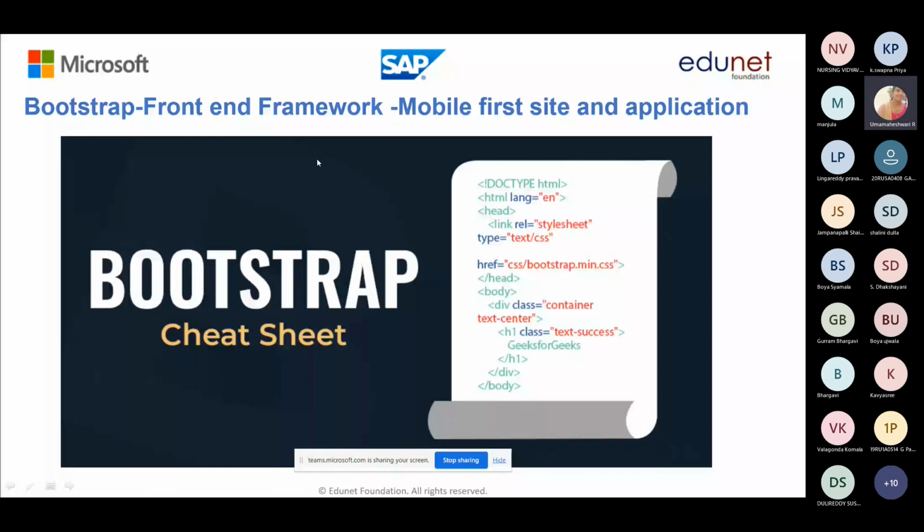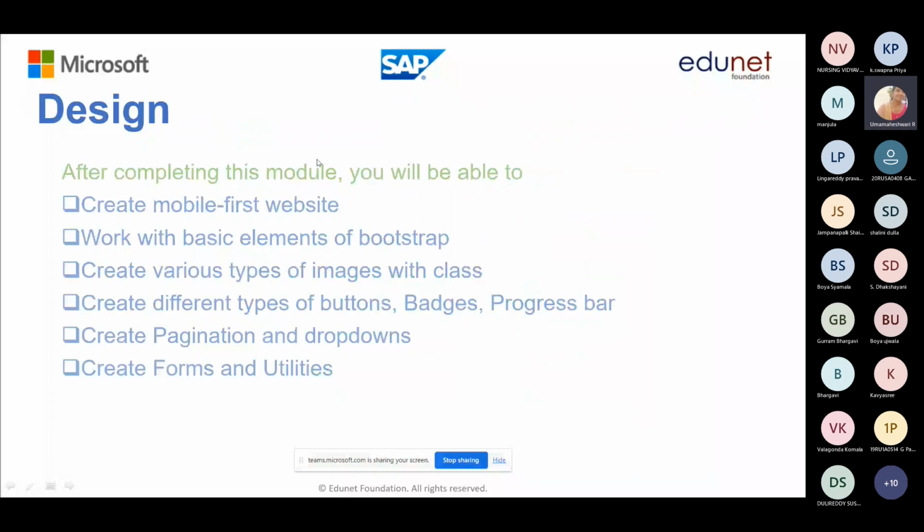After completing this module, what you will understand is, the first thing is the basic elements of Bootstrap you can know, and how to create a mobile first website, and what are the types of image with the class, and what is a button, how we will create a button, badges, progress bar, pagination, dropdown for your web page. You can also start creating the website using this Bootstrap framework.